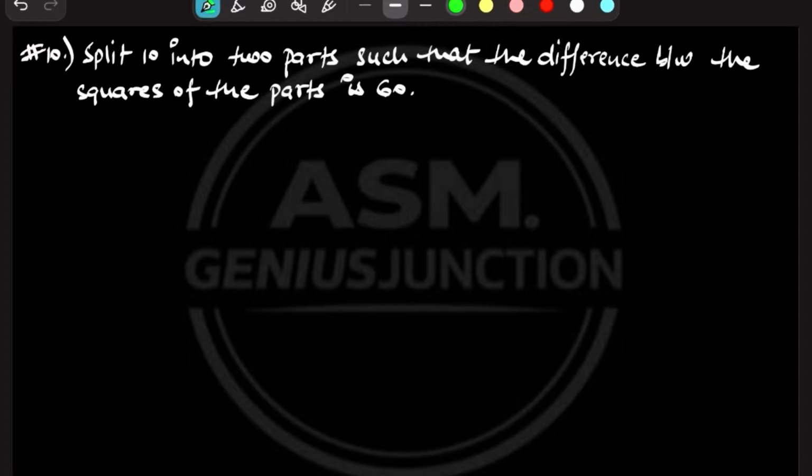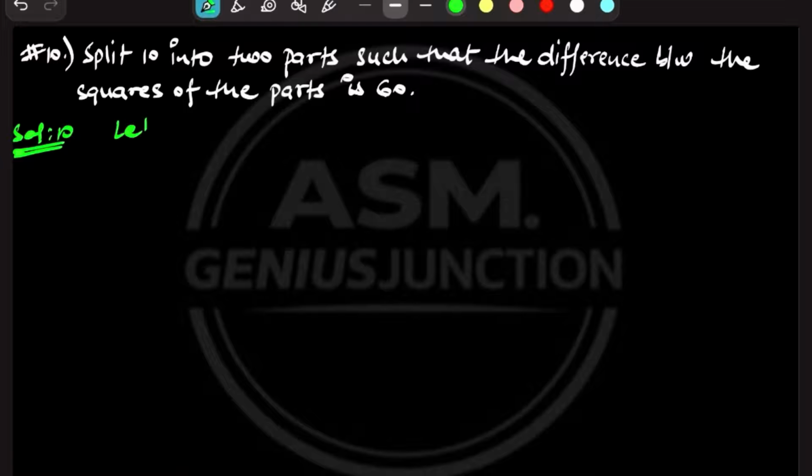So this is your question number 10 in continuation with video number 1. This question says that split 10 in two parts such that the difference between the squares of the parts is 60. Let's start with the solution of question number 10. We need to split 10 in two parts.